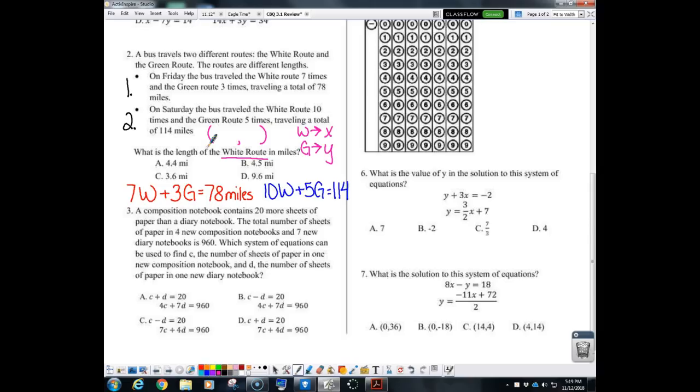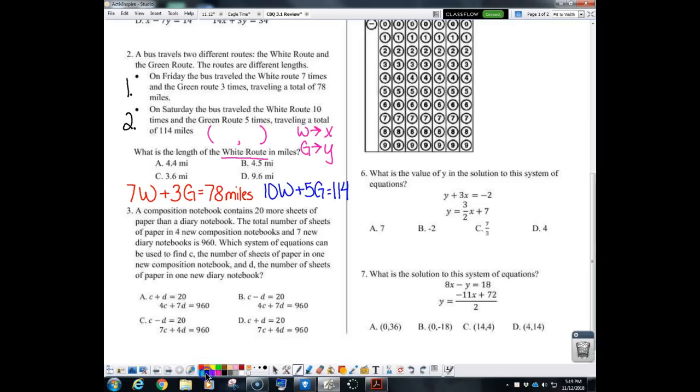All right, so let's look at number 3. A composition notebook contains 20 more sheets of paper than a diary notebook. The total number of sheets of paper in 4 new composition notebooks and 7 new diary notebooks is 960. Which system of equations can be used to find C, the number of sheets of paper in 1 new composition notebook, and D, the number of sheets of paper in 1 new diary notebook?